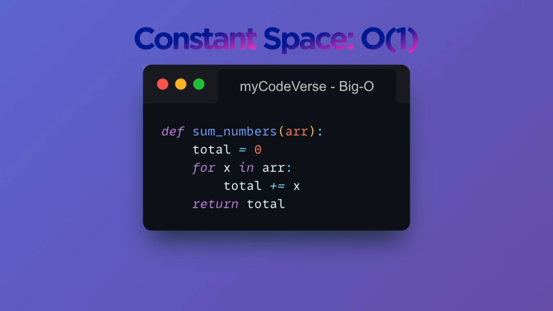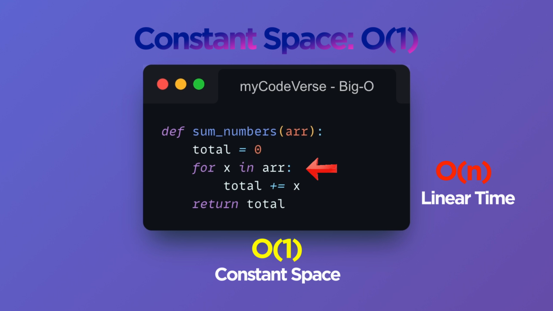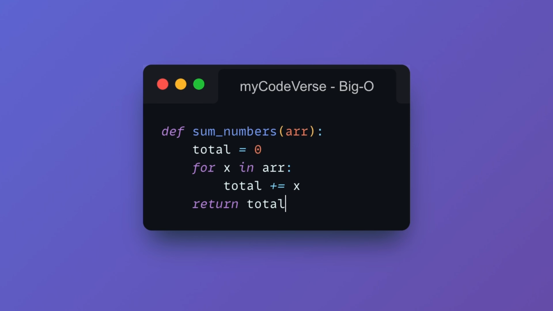So space complexity is O of 1, constant space. Memory does not grow with input size. Now let's quickly analyze its time complexity. We loop through the entire array, so that's O of n. And we only used one variable, total. That doesn't grow with input size, so space complexity, O of 1. So this function is time, O of n, space, O of 1.